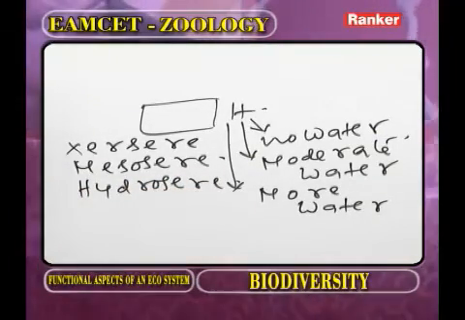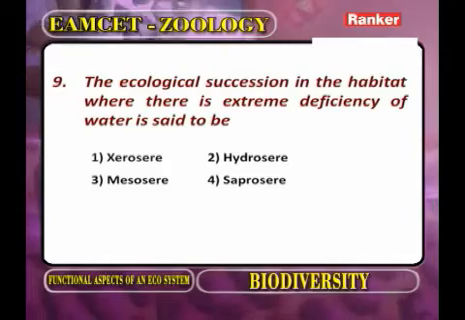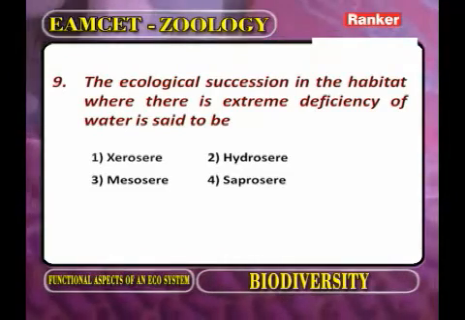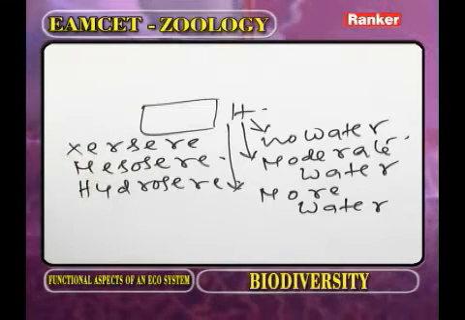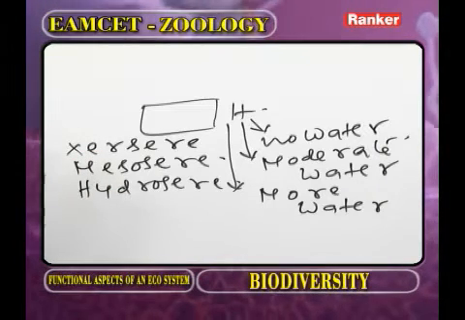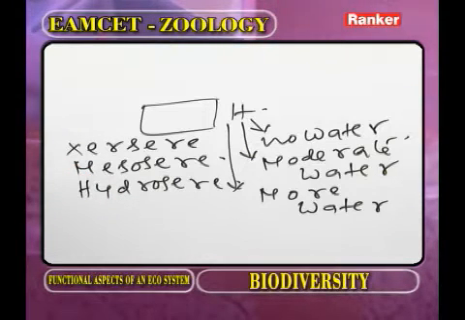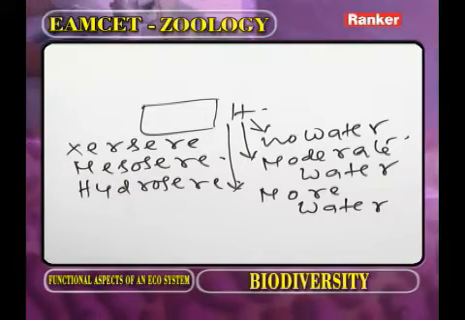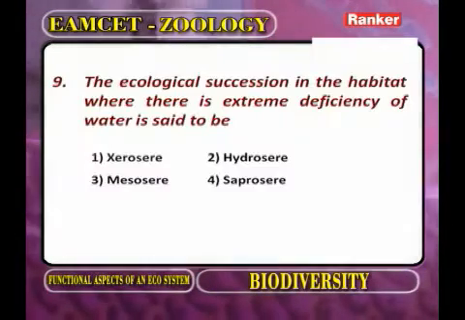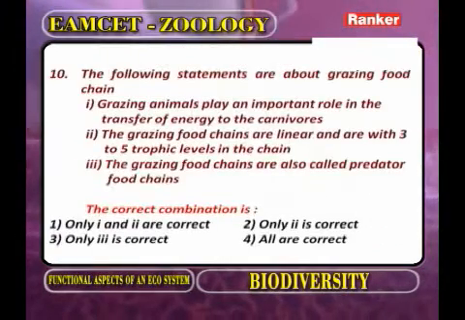Now based on this information, we have to observe the question. The ecological succession in the habitat where there is extreme deficiency of water. Now this is the habitat. In the beginning there is no water, that we call xerosphere. Later, a moderate amount of water is present, mesosphere. Finally it is occupied by more water, that we call hydrosphere. Now based on this information, the correct option for this question is xerosphere. Now we go for the next question.